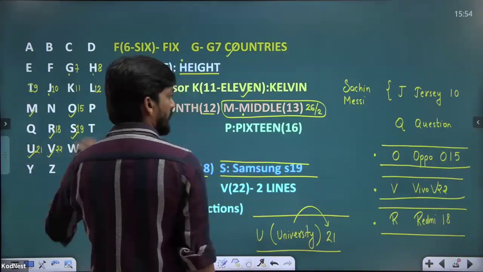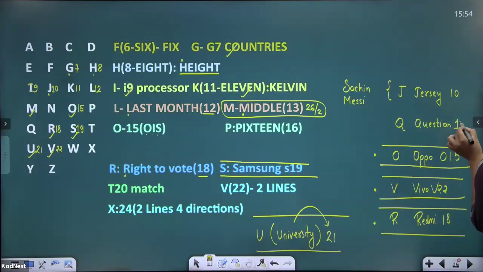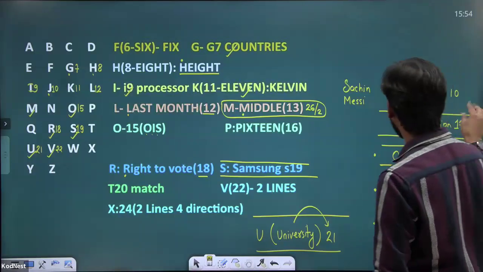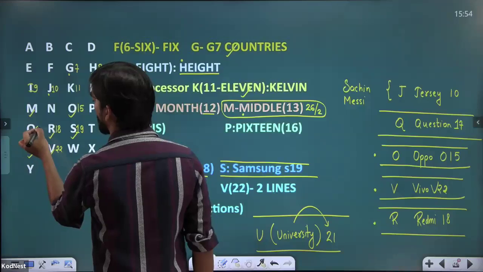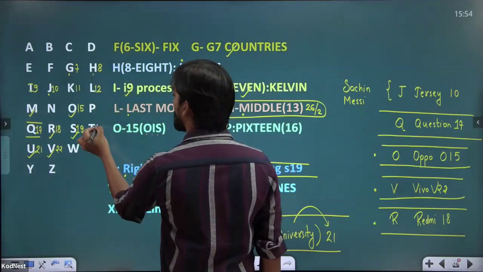All right. Q. Q for question. Please memorize question number 17 is very special. Think this way. Question number 17 is very special in this chapter. So question number 17 is what we will use to memorize. T for T20 match.